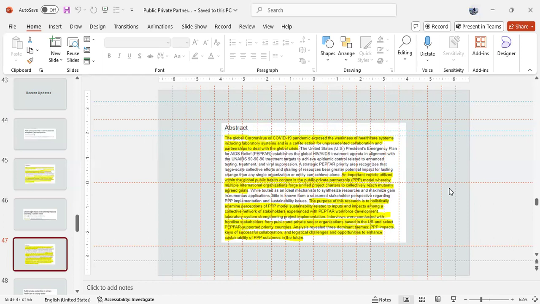The purpose of this research is to holistically examine perceptions of public-private partnership model sustainability related to inputs and impacts among a collective network of stakeholders experienced with the President's Emergency Plan for AIDS Relief Workforce Development, Laboratory System Strengthening Project Implementation. Interviews were conducted with frontline stakeholders from public and private sector organizations based in the United States and select President's Emergency Plan for AIDS Relief supported priority countries. Analysis revealed three dominant themes: public-private partnership impacts, keys of successful collaboration, and logistical challenges and opportunities to enhance sustainability of public-private partnership outcomes in the future.